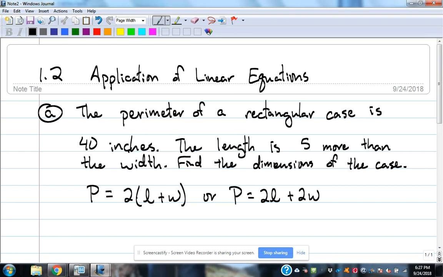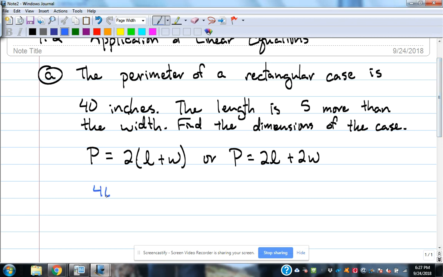It told me that the perimeter is how much? 40 inches. So that means the perimeter, P, is 40 inches. So that tells me that this problem, 2L plus 2W, is equal to 40. That's what this tells me. That first statement says the perimeter is 40. Well, we know this is how you find perimeter of a rectangle, right? 2L plus 2W. Okay, so that's what the first sentence said.